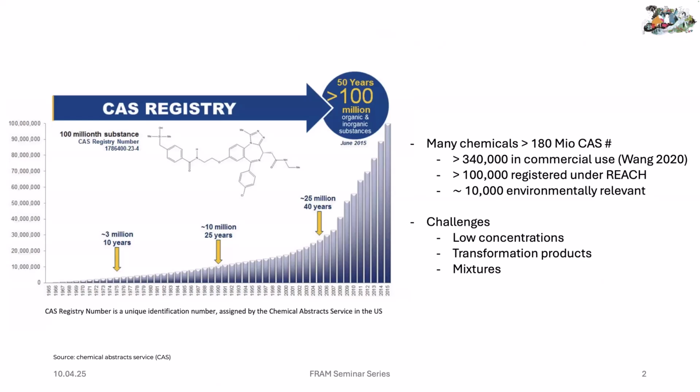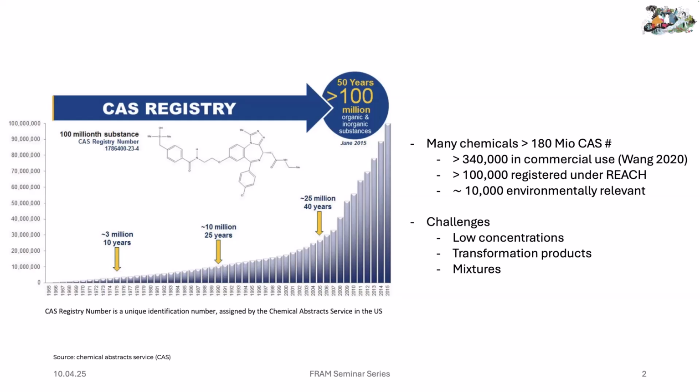So far, we have a very good overview about the number of available chemicals registered in the CAS system. The CAS system is a system where every time a chemical is developed or discovered, it is registered, and roughly today we have more than 180 million chemicals registered in the CAS services. From those chemicals, roughly 340,000 are commercially used. And from those, roughly 100,000 are registered under REACH. REACH is the regulation responsible for registration, evaluation, authorization and restriction of chemicals in the European Union.